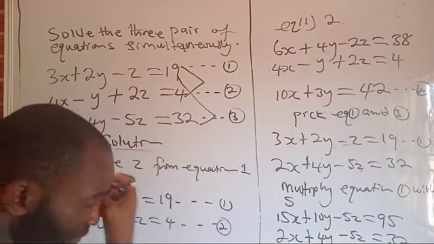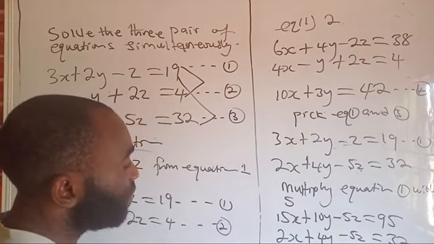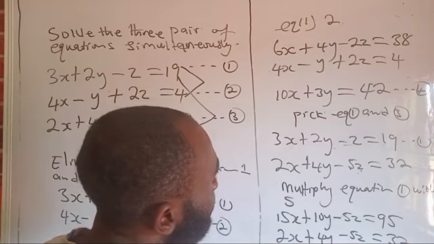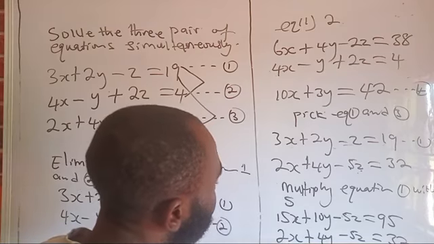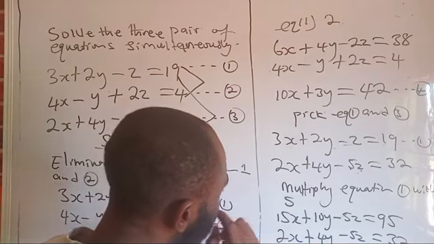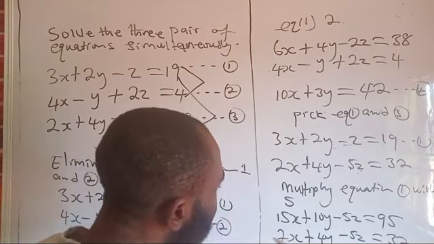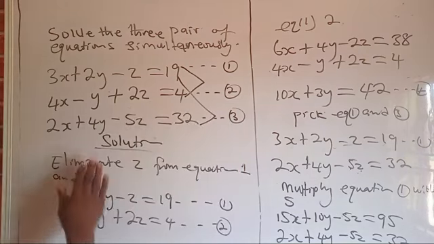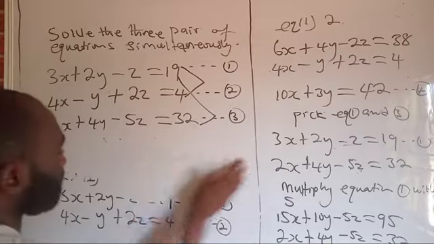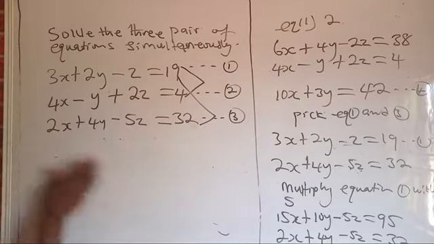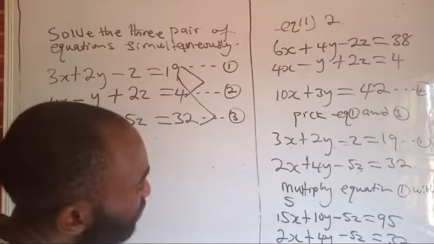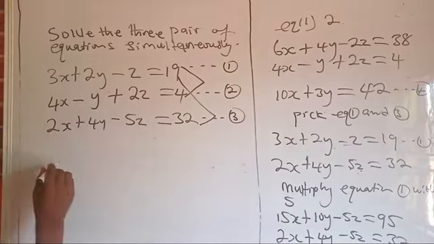So now, what are we going to do here to eliminate this? We are going to subtract equation 3 from 1. Let's continue from here. So you have 15 minus 2, that gives us 13.